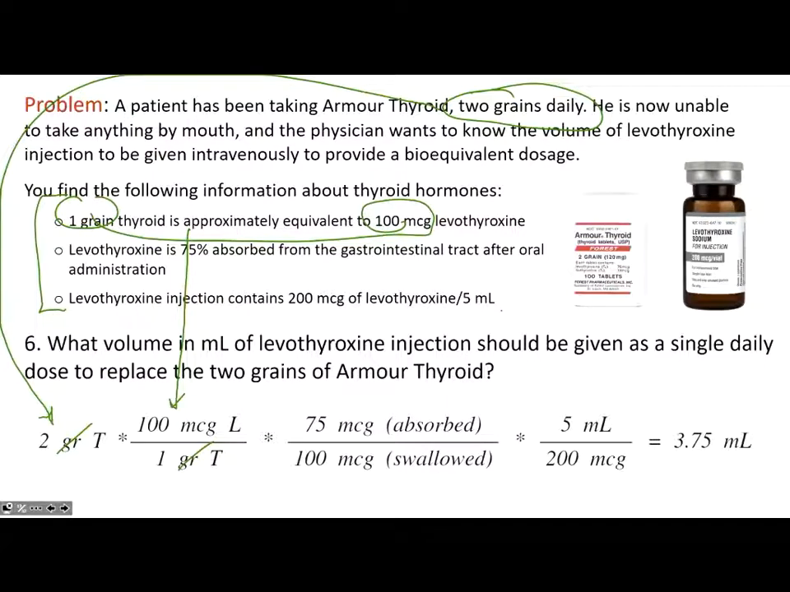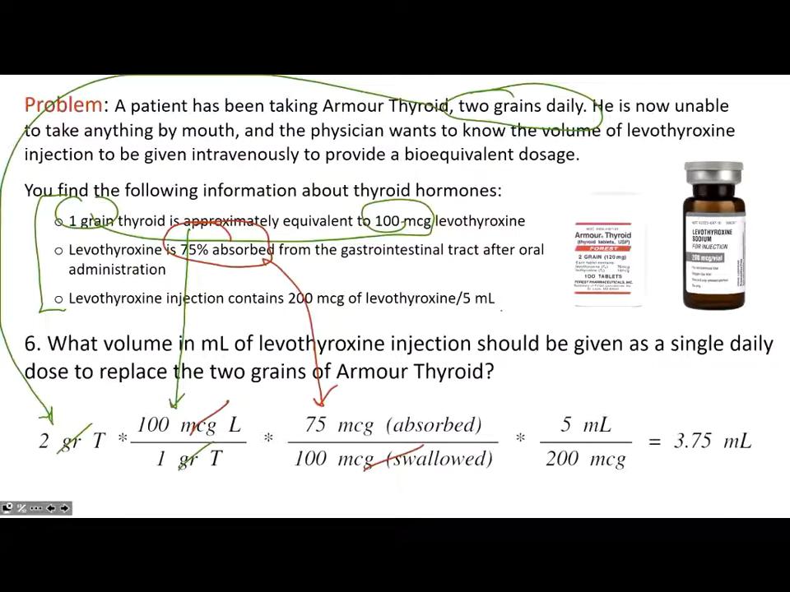So the second factoid we can use is this one here, that 75% of any dose swallowed will be absorbed. So how could you express that? That basically means that 75% is 75 out of 100, meaning 75 micrograms actually is absorbed when he swallows 100 micrograms. Okay, 75% absorption, 75% gets in out of the 100 he swallowed. So now when I multiply it this way, micrograms of levothyroxine swallowed cancel, and we're now in micrograms actually absorbed into the blood.